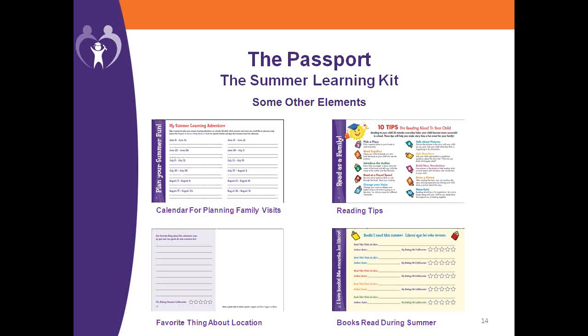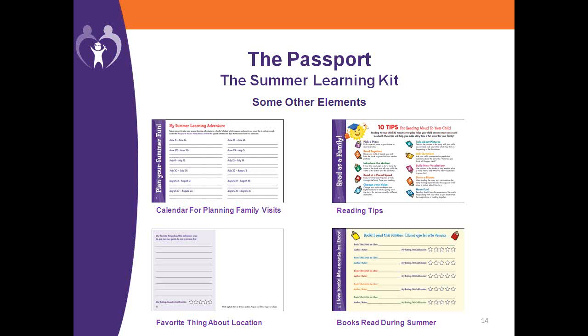So some other elements that we wanted to showcase is number 1, a calendar. And so if you look to the top left of your screen, you'll see My Summer Learning Adventure. And so we thought it would be great for families to have a way to map out their visits to the different locations. And so, for instance, from June 8th to June 14th, a family can map out their location to the Watts Towers Art Center. Or from July 27th to August 2nd, they can map out their visit to the Cabrillo Marine Aquarium.